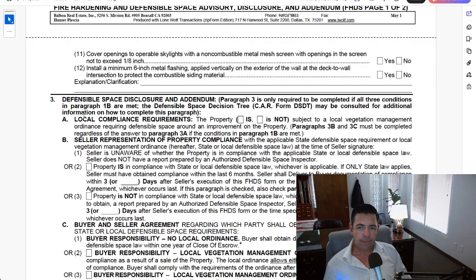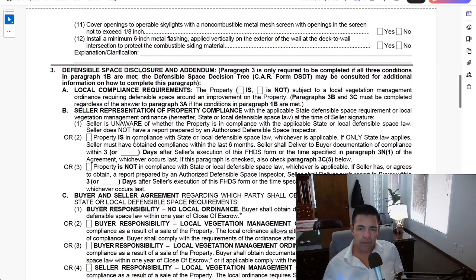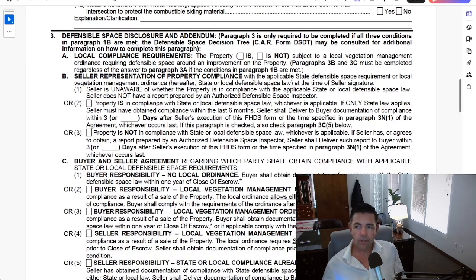The Defensible Space Disclosure and Addendum. Now, this is another area where people get very confused. And it asks again if the property is or is not subject to a local vegetation management ordinance. Now, many properties are. If the seller doesn't know, then the answer is no. I mean, it's asking if it is or isn't. That's something that the seller has to decide if they know. I mean, they should know if it is.